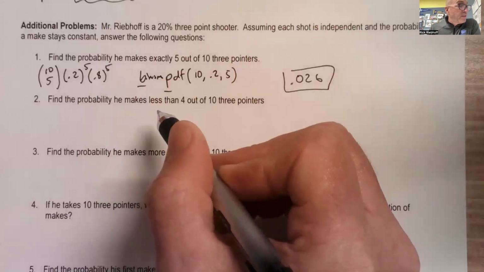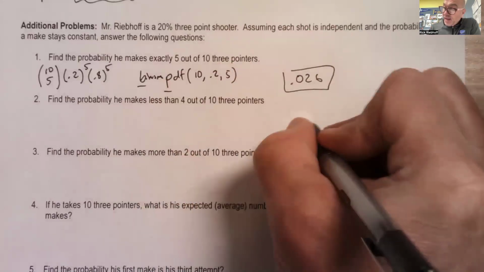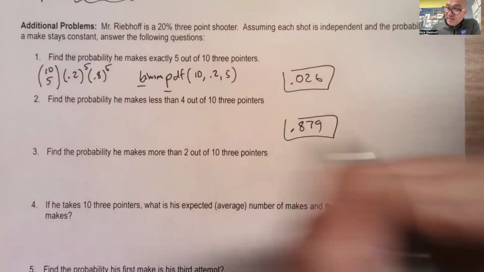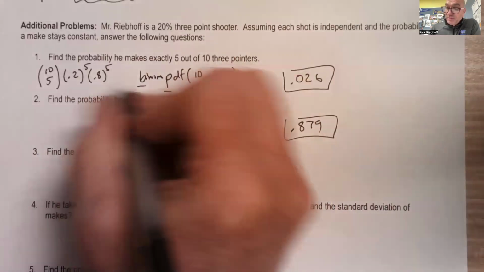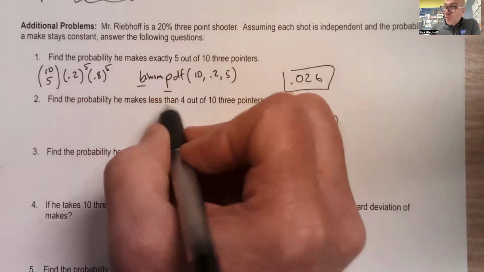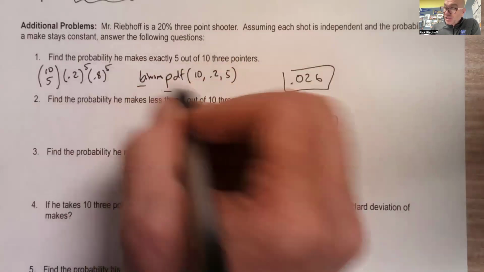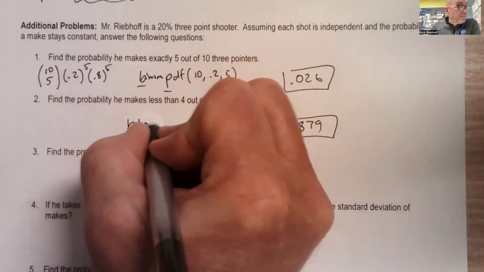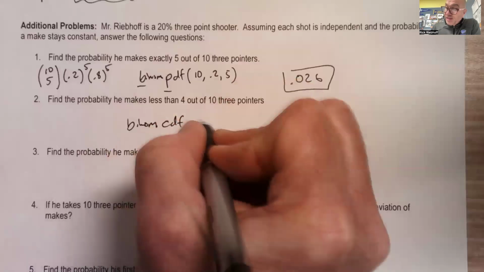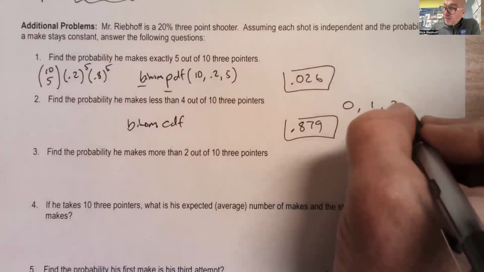Probability he makes less than 4 out of 10. I believe it should be 0.879 or something like that. You could do a formula, but you'd have 4 PDFs to add together, right? So let's just do binomial CDF. It's less than 4. So if you made a mistake, it's probably this.